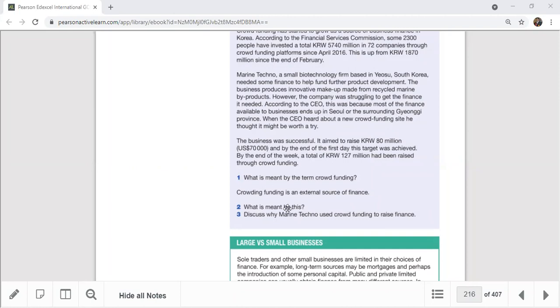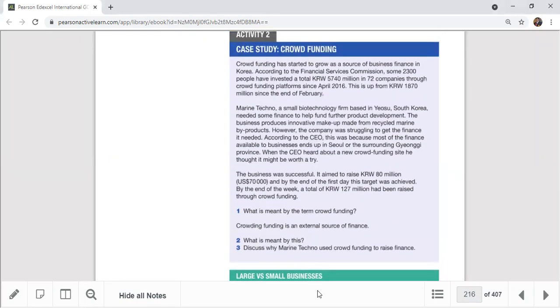So you can see what is meant by the term crowdfunding, and another question: crowdfunding is an external source of finance, what is meant by this? And discuss why Marine Techno used crowdfunding to raise finance. Sometimes bank loans are not available, sometimes a business is not qualified for a bank loan, but crowdfunding is the best option. So let's go to the marking scheme and see this case.